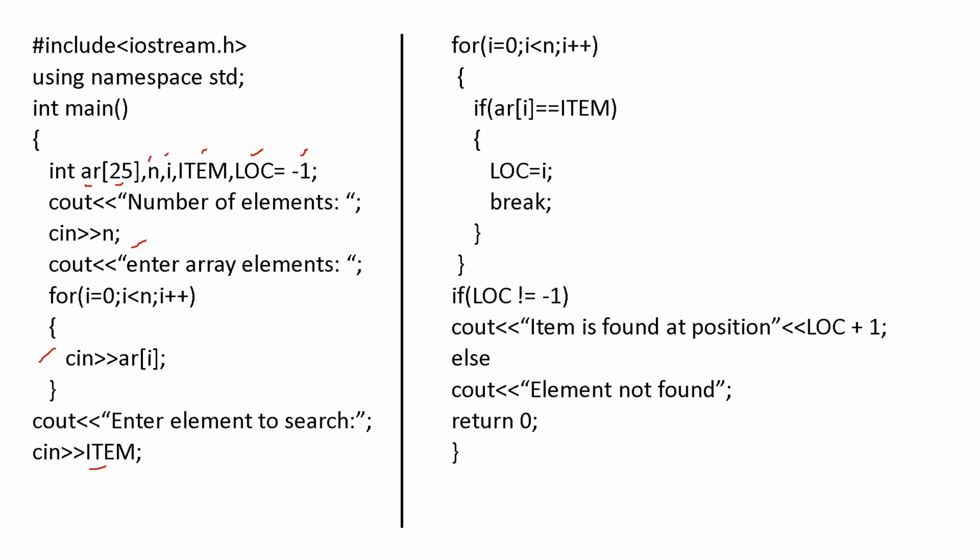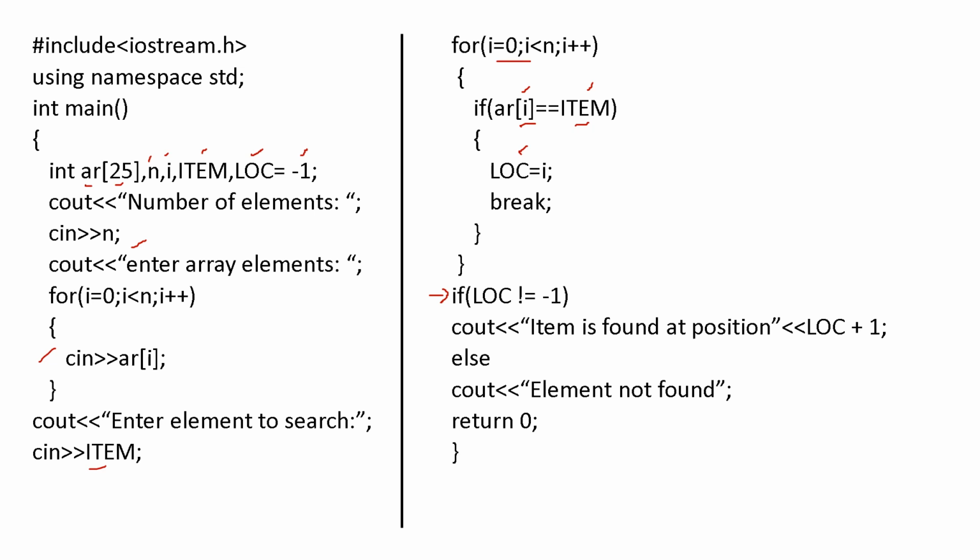Then inside the for loop, you have to check whether AR of I is equal to item. The value of I will change based on the value of the for loop. Each I value is compared with the item. If a match is there, you have to print that I as the location and then break and come out of the loop.